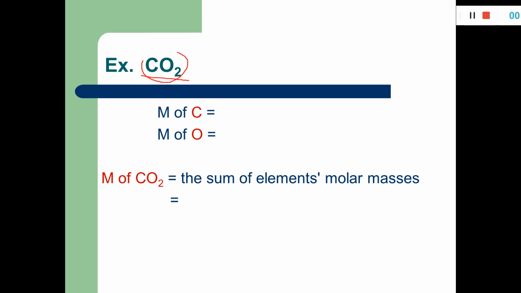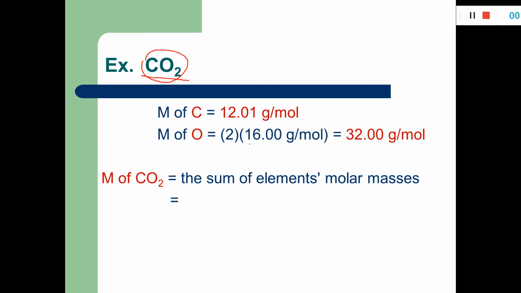Just given the formula and a periodic table with molar masses on it, we would find that the molar mass of carbon is about 12.01 grams per mole. The molar mass of oxygen by itself is 16.02, but remember this is CO2, so we're going to have 2 of these oxygens. So in total, both oxygens are going to weigh 32 grams per mole of the whole. The carbon contributes 12.01 grams to the whole.